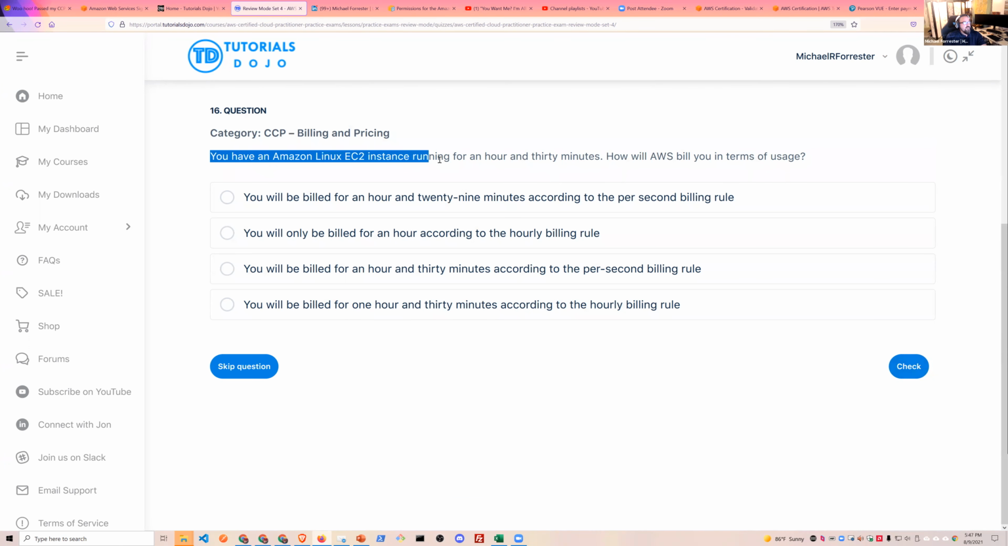You have an Amazon EC2 Linux instance running for 1 hour and 30 minutes. How will AWS bill you in terms of usage? Ooh.